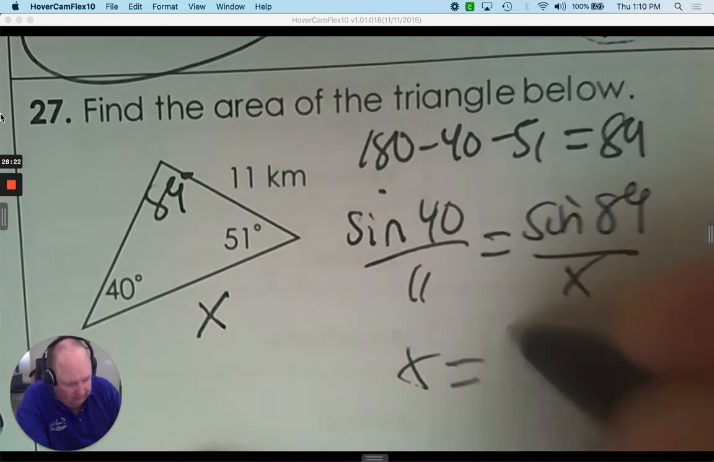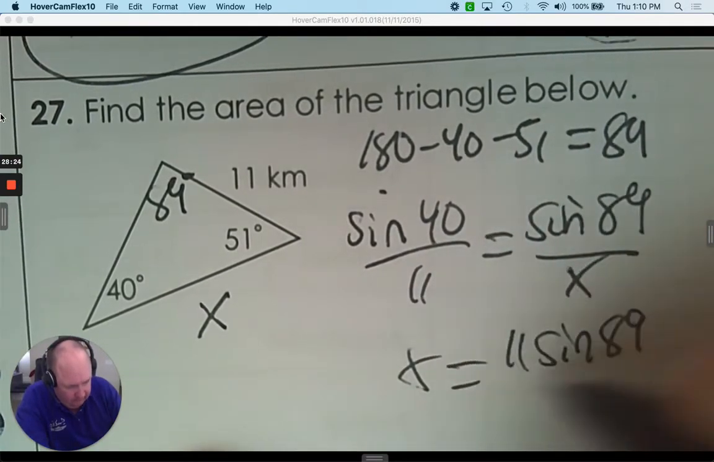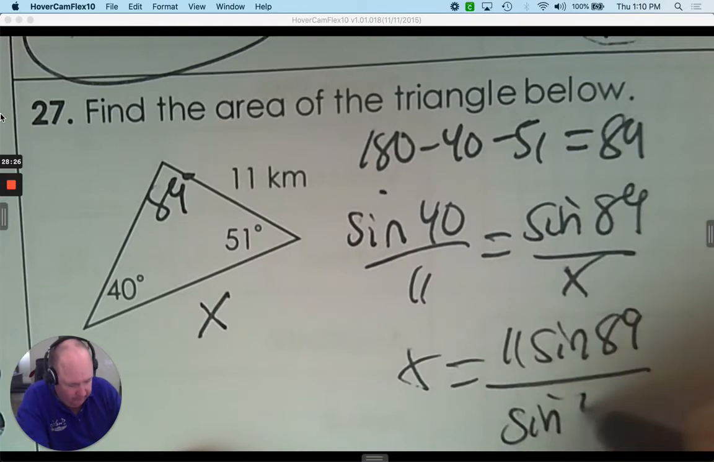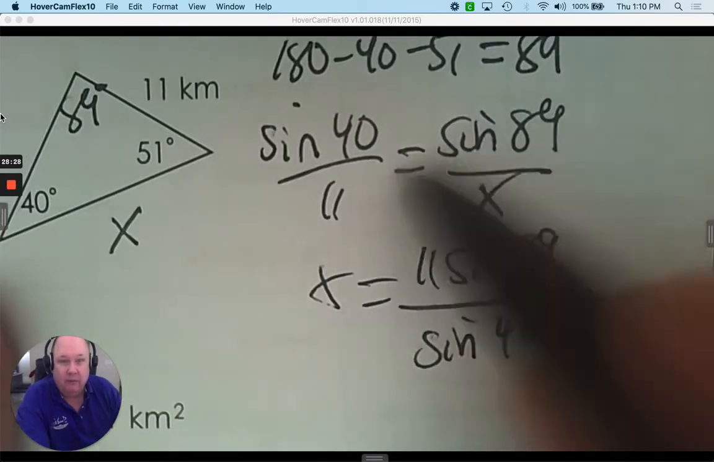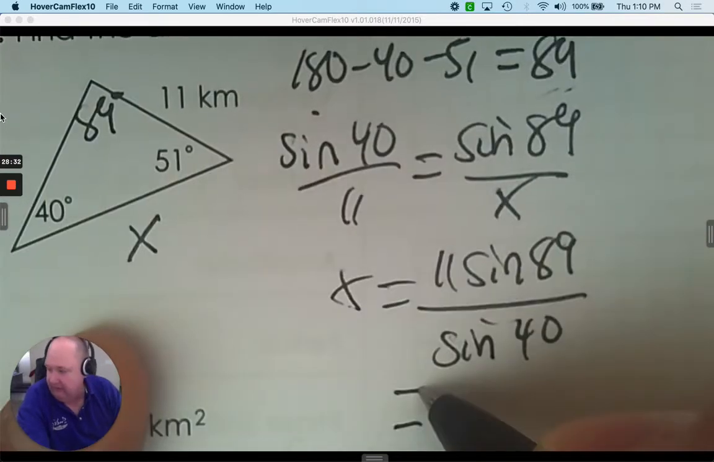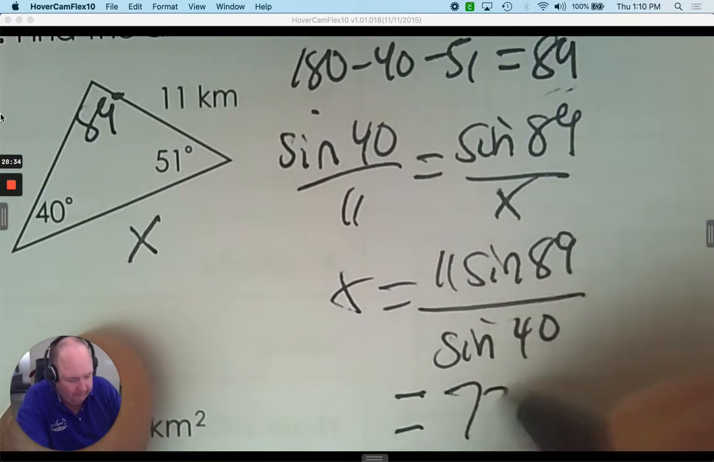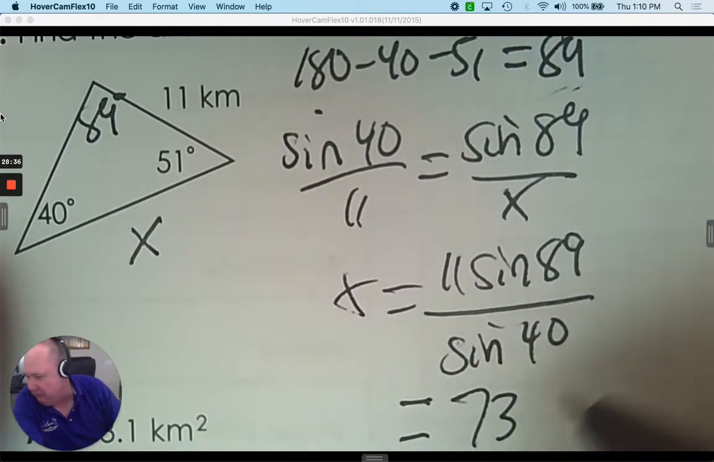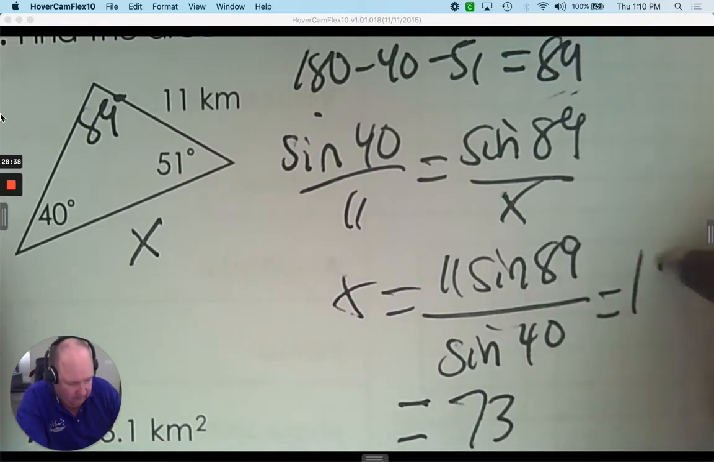Cross multiply. So multiply and divide. You get the answer 73.1. No, you get the answer 17.1.